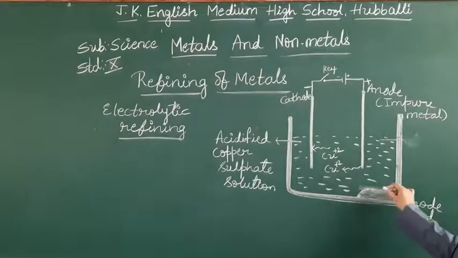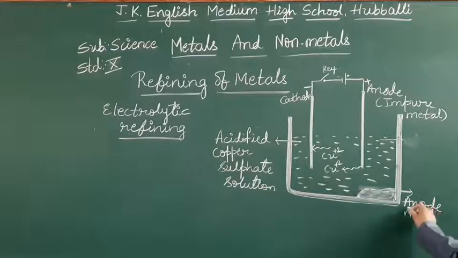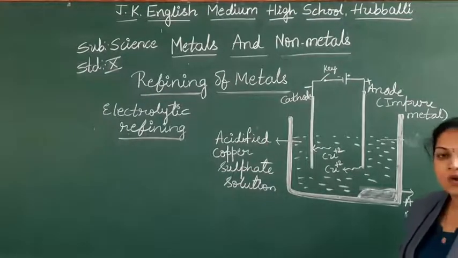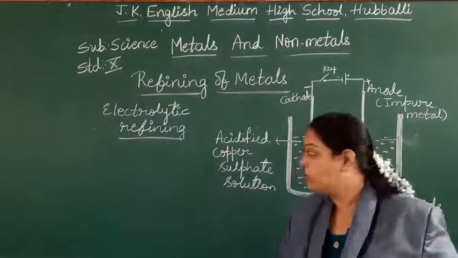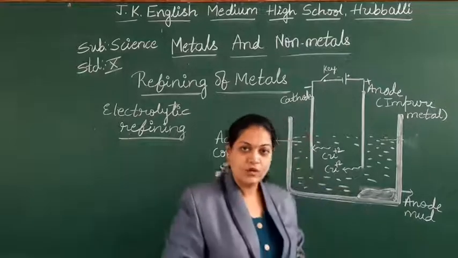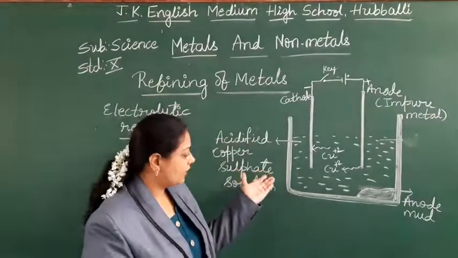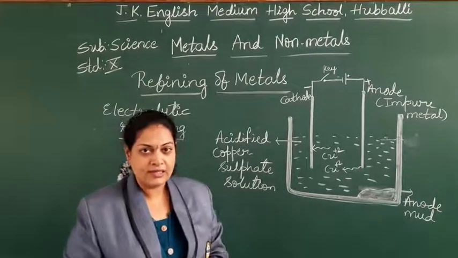At one corner of the tank, the impurities will collect. The impurities are called the anode mud. So this is the way of doing electrolytic refining. Students, this we have shown, the electrolytic refining of copper, one of the important diagrams.